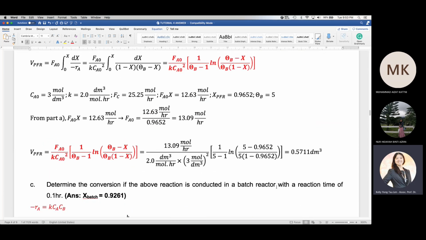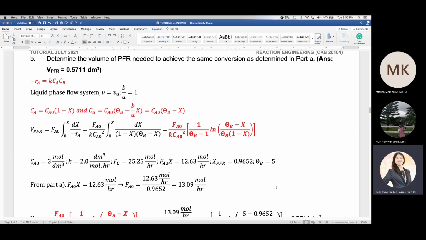Part B, okay, part B sikit je. Saya teruskan part B. Right. So part B. Determine the volume of PFR to achieve the same conversion as determined in part A. So part B ni sekarang dia kata, sekarang kita tukar reaktor. Tadi kita guna CSTR, sekarang kita guna PFR. And dia nak kita cari volume PFR dia. Okay, so tak susah sebab benda lain semua dah sama. Just that kamu kena ingat kita tukar reaktor, kita kena cari balik equation yang baru.